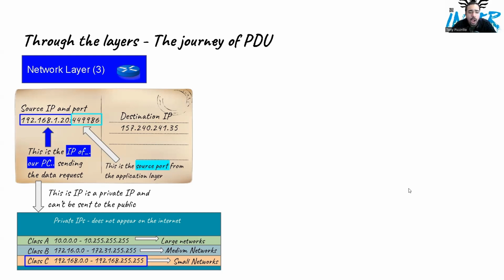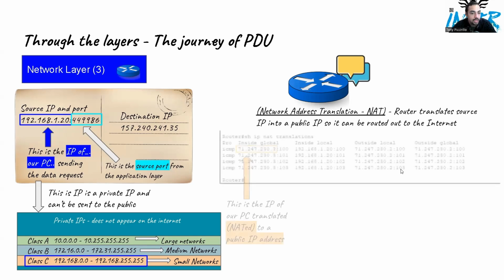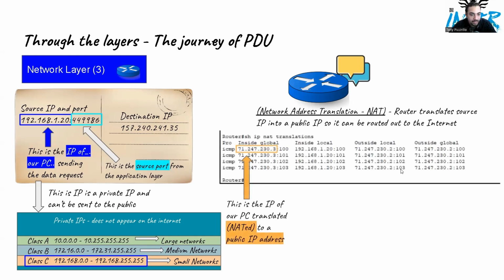But how are we going to get our private IP, which does not appear on the internet, to reach the destination IP, which is a public IP on the internet? That's where network address translation, or NAT, comes in. Using NAT, routers translate private IPs into public IPs so the data can be routed out to the internet. Here's a look at the NAT table on our router.